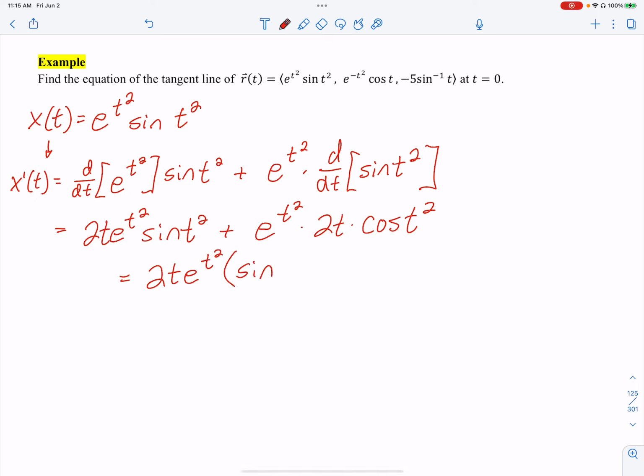I got, be very careful here. This is not the Pythagorean triple. The arguments, the t's, are squared, not the sines and cosines. So that is the proper way to write that one.